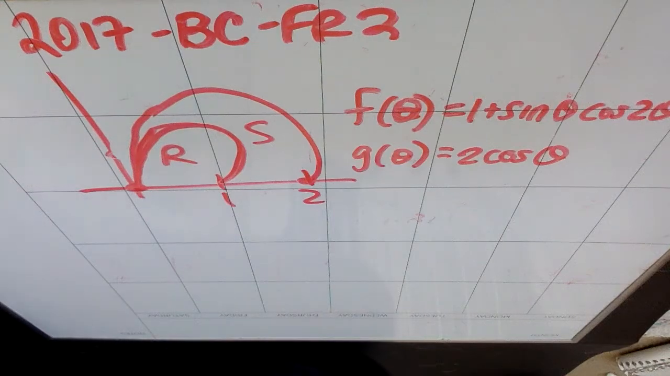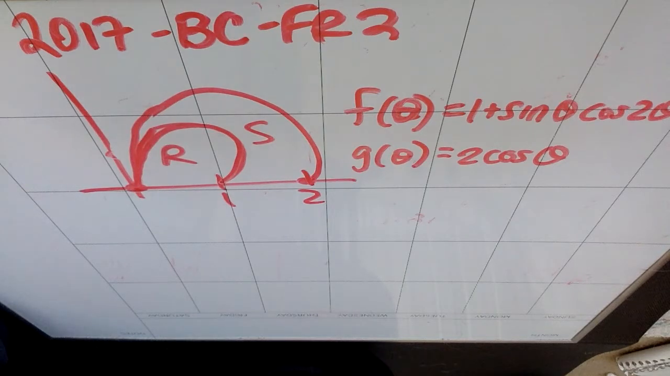AP Review. This is 2017 BC for response 2. It is a polar question, and you can use a calculator. The figure above shows the polar curves r equals f of theta, which is 1 plus sine theta cosine 2 theta, and r equals g of theta, which is 2 cosine theta, for values between 0 and pi over 2, meaning just quadrant 1. This is my terrible rendition of the graph.